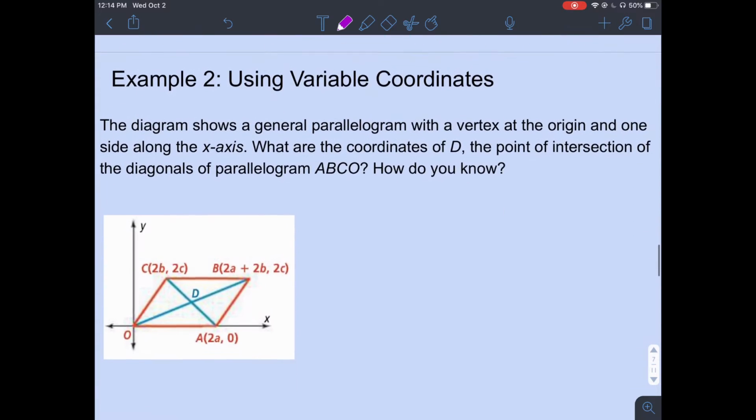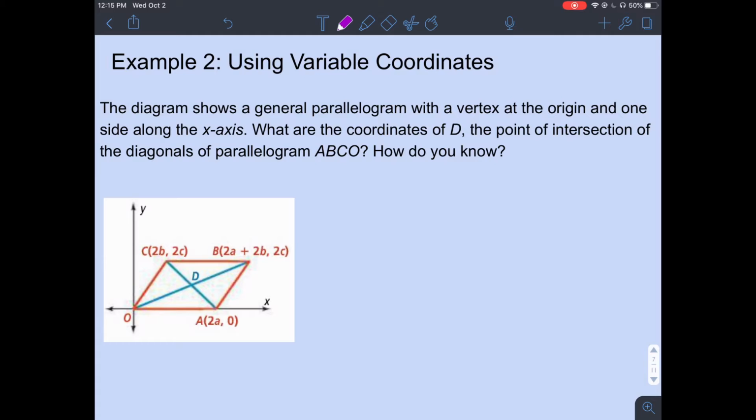So let's go back and look at example 2, using variable coordinates. It says the diagram shows a general parallelogram with a vertex at the origin, one side along the x-axis. What are the coordinates of point D, the point of intersection of the diagonals of the parallelogram ABCO? And how do you know? One thing about our diagonals is that in a parallelogram, our diagonals bisect each other. If they bisect each other, that means D would be the midpoint for OB. It would mean that D is also the midpoint for CA.